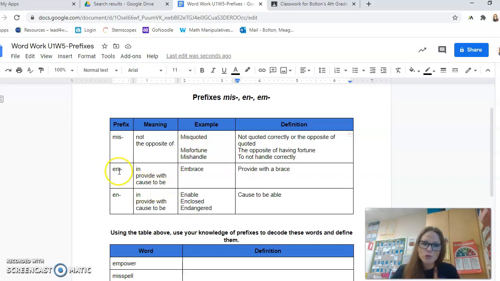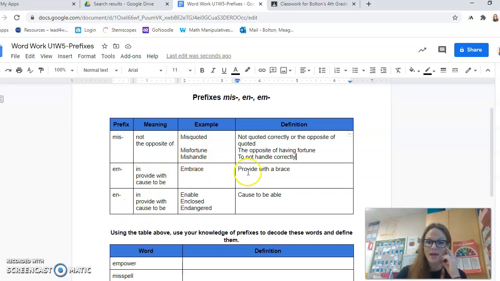The other two prefixes, em and en, are actually related. And there really are not a whole lot of words in English that have the em prefix. Embrace is one of them. It means to provide with a brace. The meaning of this prefix em can mean in, as in like inside, can mean to provide with or to give, or it can mean cause to be. All right, so depending on kind of the overall meaning of the word.